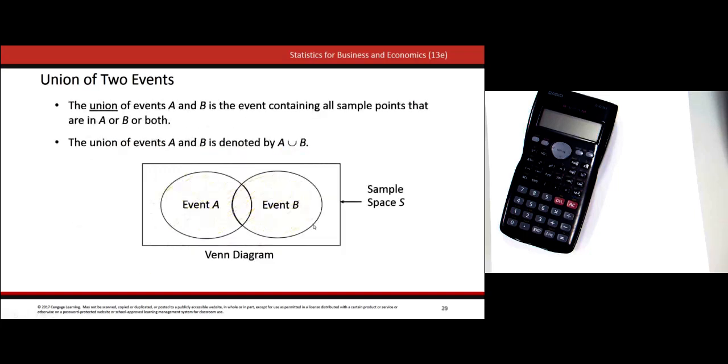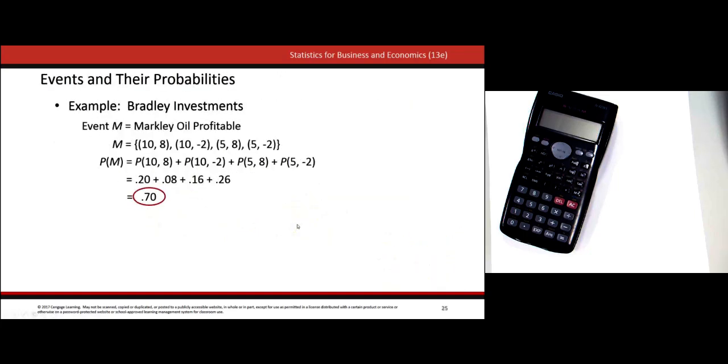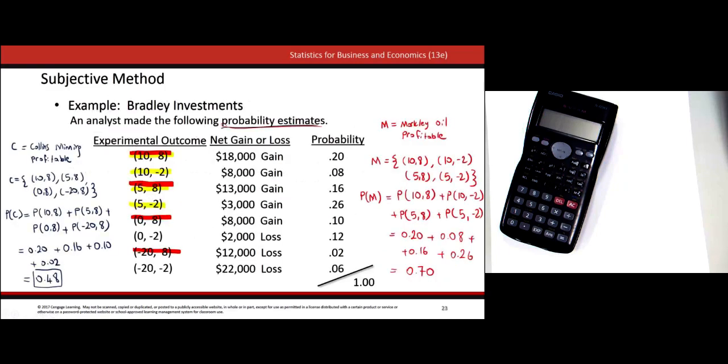Such as for this example, how do we calculate M union C? What does this mean? At least one of them is profitable: either Markley profitable or Collins profitable, or both. Which ones should be in M union C?